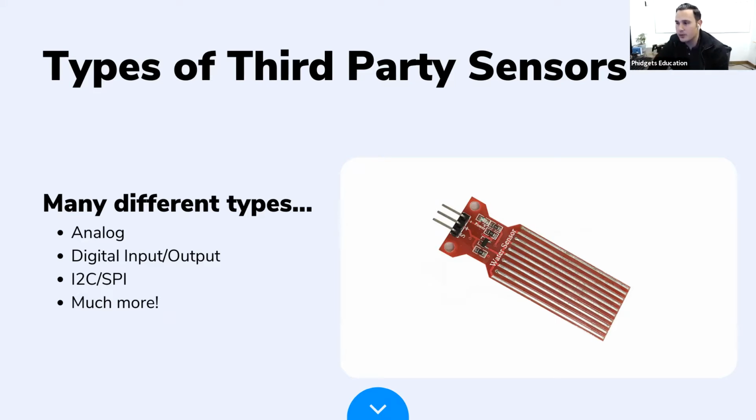And we're going to be talking about what they are and if you can use them with Phidgets, and if so, how you actually do that. So to get started, we're going to talk about analog sensors.